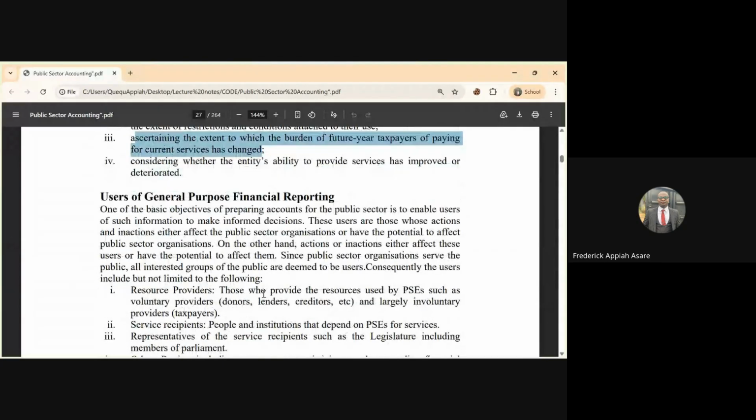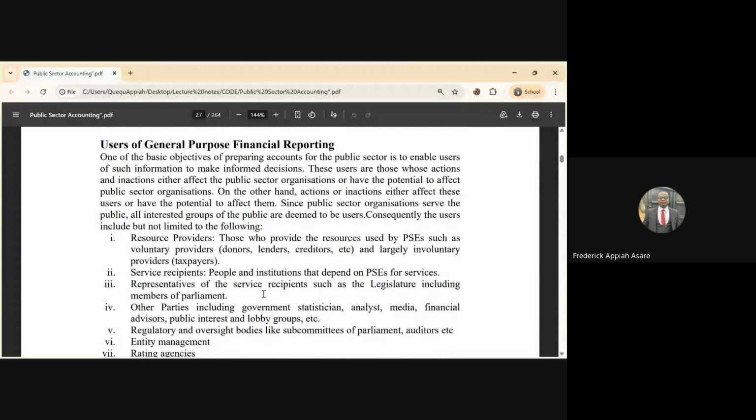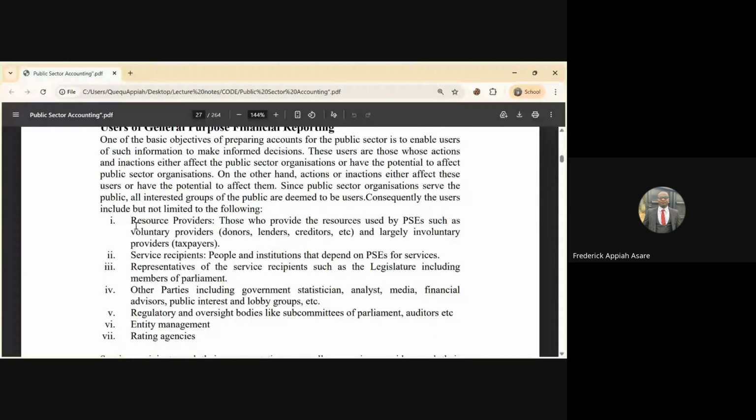When it comes to the actual users of the GPFR, the general purpose financial reporting, the main users include the resource providers, that is, those who provide resources to be used by the public sector entities.